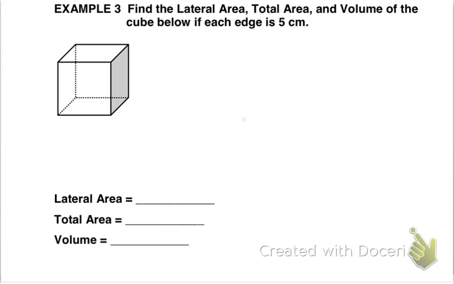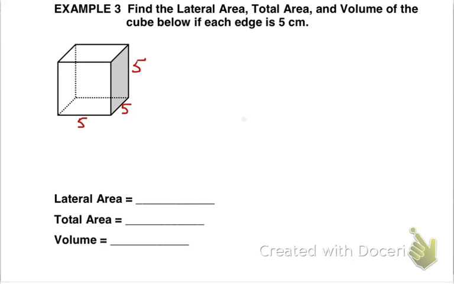In example 3, we're asked to find the lateral area, the total area, and the volume of a cube in which each edge is 5 centimeters. So let's find the lateral area. The lateral area, again, is the sum of the areas of the lateral faces. And there's 4 of those lateral faces.